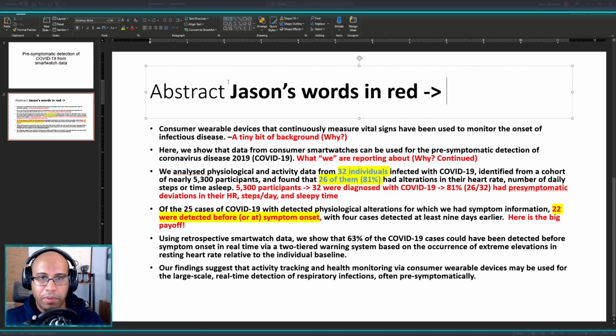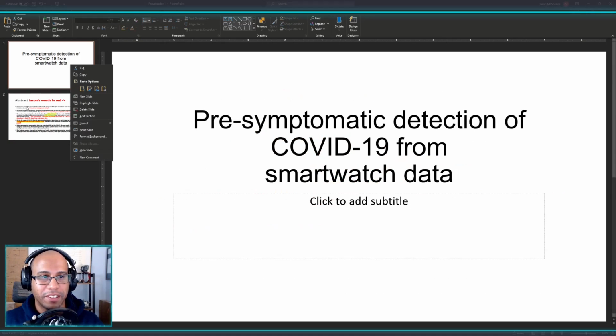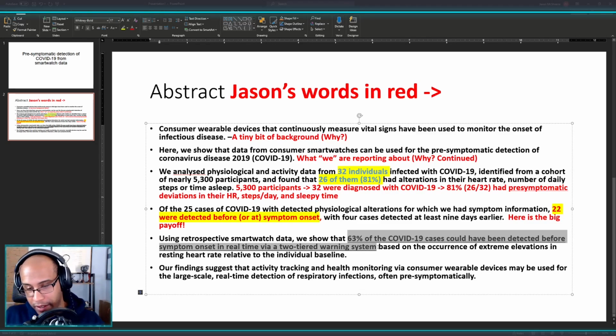Oh, I can't do the copy pasting on this. It's really annoying me. Okay. Oh, what's up with this font? I hate this font. Okay. Using the retrospective smartwatch data, we show that 63% of the cases could have been detected before symptom onset in a real-time two-tiered warning system. So that's the big thing.